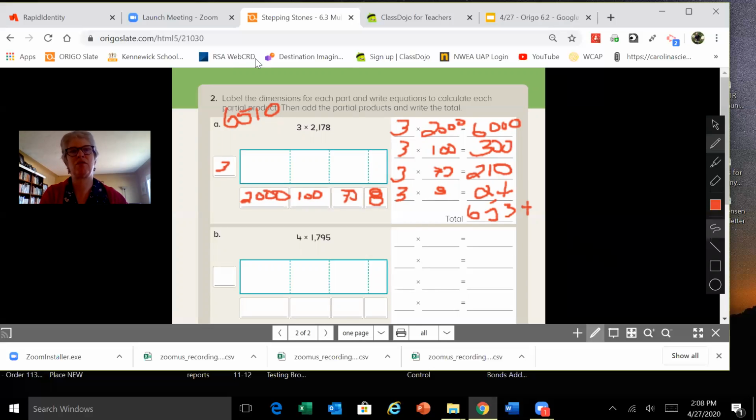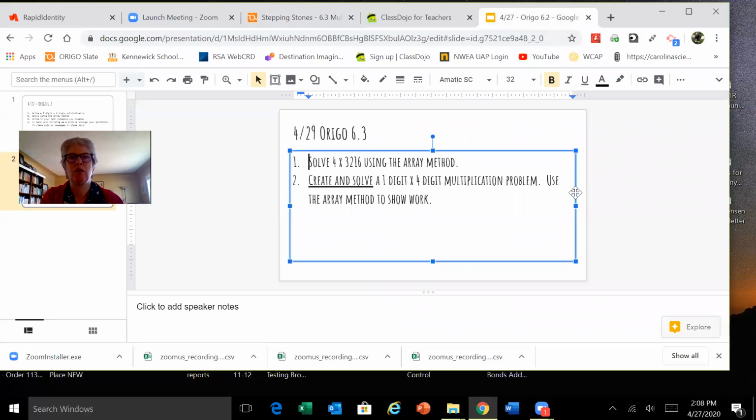Okay, so I'm going to stop here and I'm going to show you what your math journal is. And I believe it is right here. Okay, so what I would like you to do is solve this number, 4 times 3,216 using the array method. So you could draw yourself a rectangle, and then we're going to be multiplying 4 times 3,000, 4 times 200, 4 times 10, and 4 times 6. And I'd like you to write this out and put this in your math notebook and solve it for me.